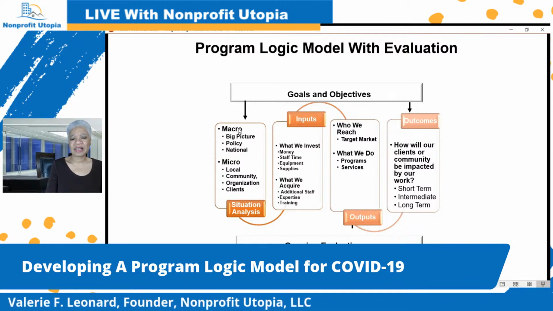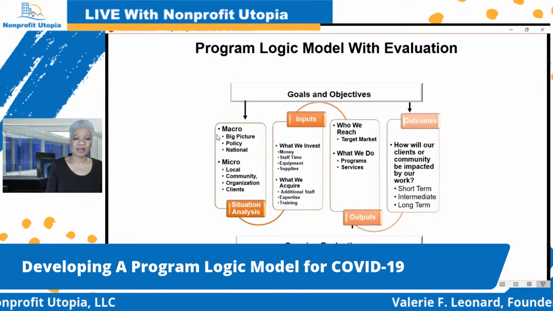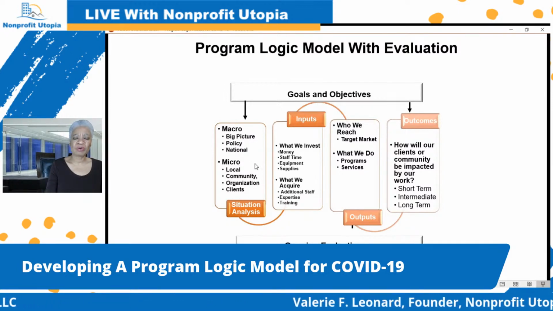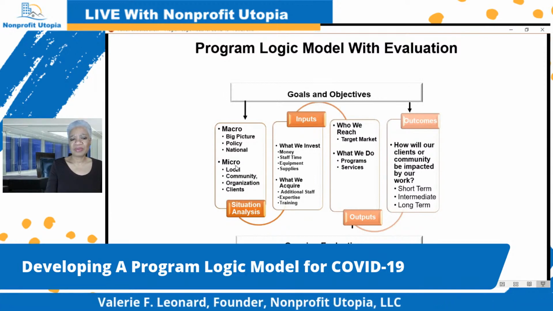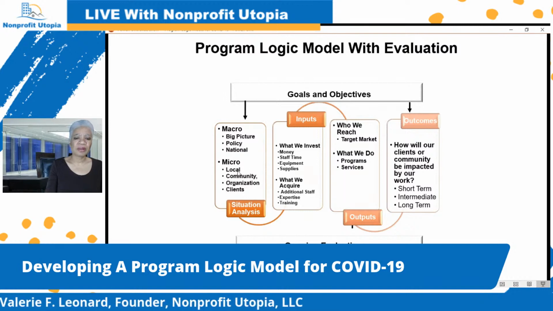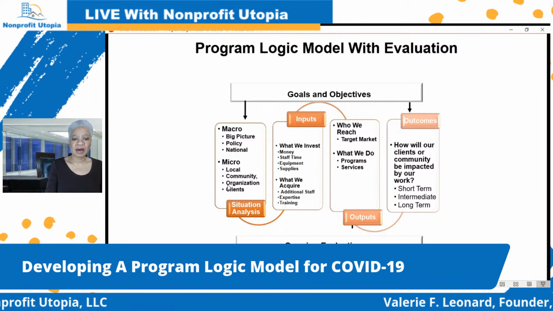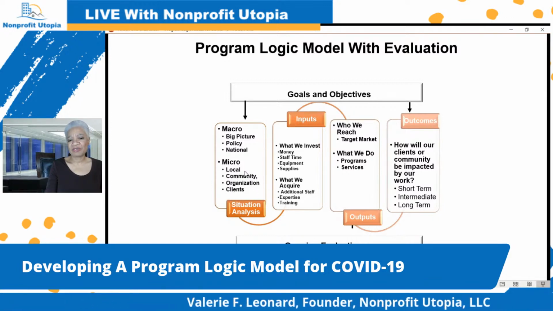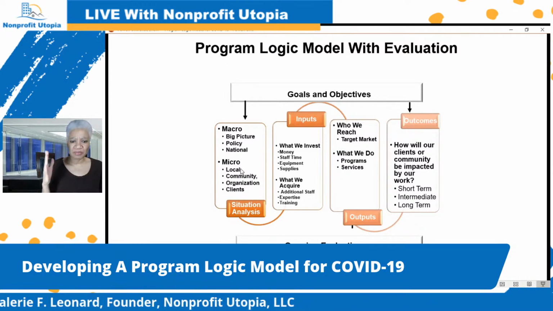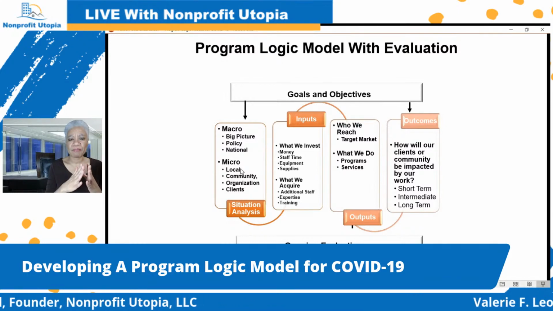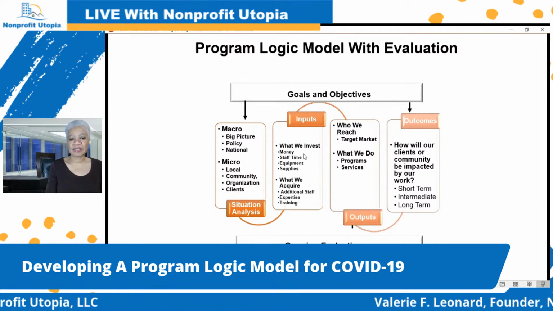What are some of the latest developments at the national level? And then when we do micro, we're looking at local. That could be city, it could be state or county, but it always includes your local community, what's happening with your organization and your clients. So micro is those little picture things that are close to you, and macro is the big picture, but you need to have both when you look at your situation.